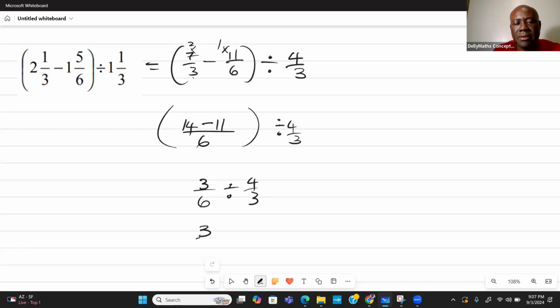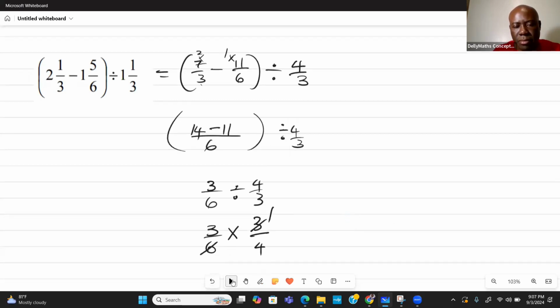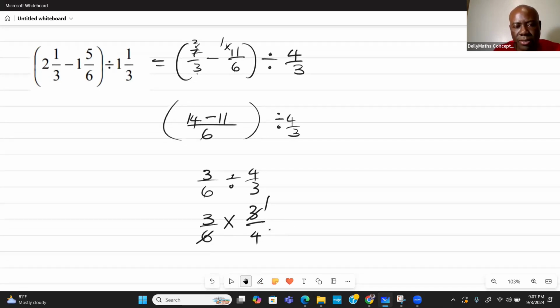All right, so 3 over 6. Remember that we really don't divide, we multiply, reciprocate. So we could cancel 3 into itself 1, 3 into 6, 2. So what we're really left with here, as you can see, is at the top, 3 times 1 is 3. And 2 times 4 is 8. So we have 3/8 for this last one. All right, so there you go.